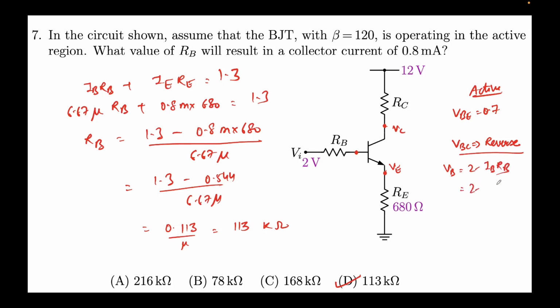This is coming out to be 2 minus 113K into the value of IB, which is 6.67 micro, right? So this will come out to be 113 times 6.67, which is 0.75. So this is coming out to be 1.25 volts. Let's calculate VC. VC will be nothing but 12 minus ICRC, which is 12 minus 0.8 milli times RC. We don't know the value of RC, so we'll see in the next problem. If we find the value of RC, we'll try to evaluate that, but let's just leave it here.